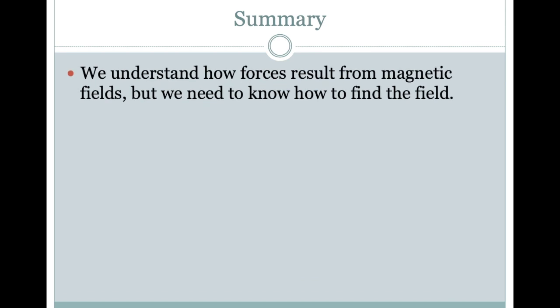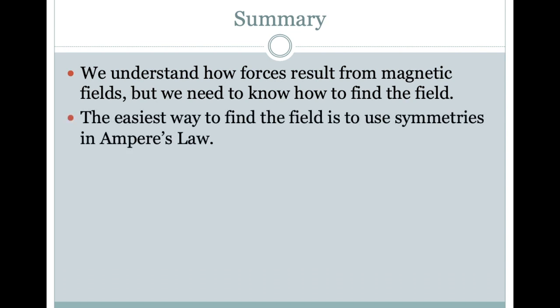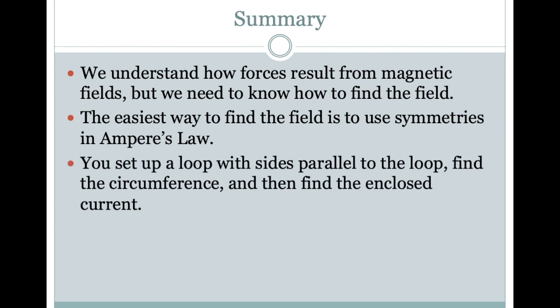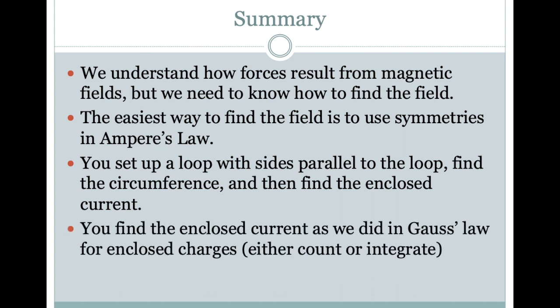So here's how we summarize this. We understand how forces result from magnetic fields, but we need to know how to find the field. The easiest way to find the field is to use the symmetries in Ampere's law. You can set up a loop with sides parallel to the field, so a circle to match a circle, or a rectangle to match straight lines. Find whatever the perimeter or circumference is, and then find the enclosed current and plug it into the formula. You find these enclosed currents as we did in Gauss's law for enclosed charges. You either count the number of currents or you integrate the current density.